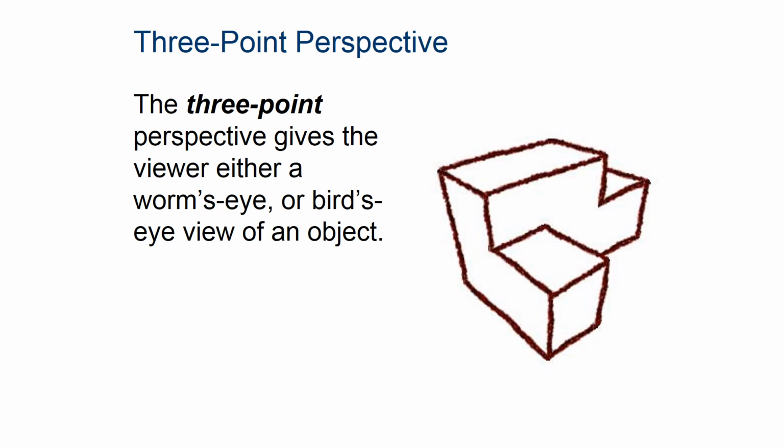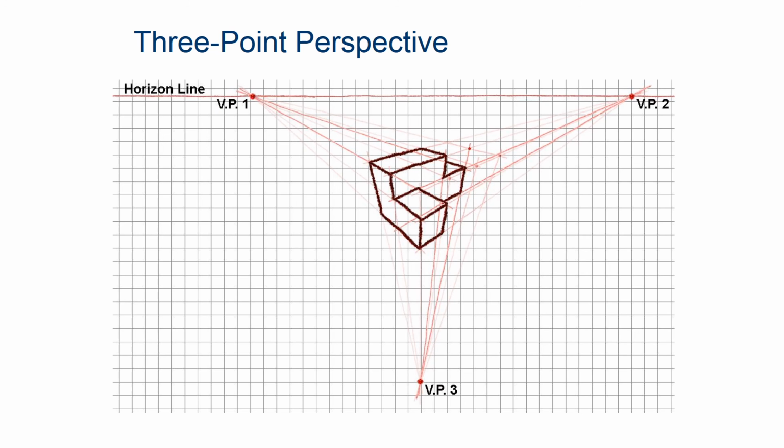A three-point perspective gives a worm's eye view, as if you're looking up at it as a worm, or a bird's eye view, as you're looking down on it as if you're a bird. So a worm's eye or a bird's eye view of an object. And typically we don't use this too much in engineering. We'll see this more in architecture, but you can use it if you so choose.